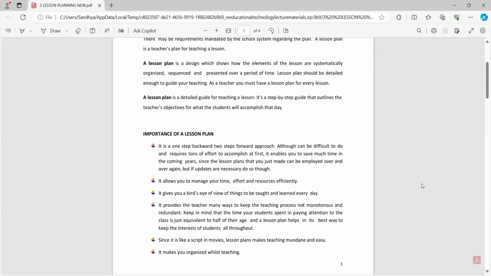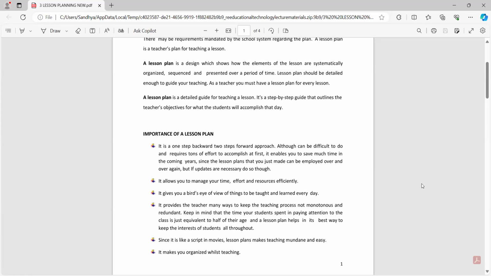You're forced to write. And then in the coming years, you don't have to worry much because you have already planned lessons with you. It doesn't mean that you have to use the exact thing. If updates are needed, changes to be done, you can do that. But you don't have to write lesson plans all over. So you can use the lesson plans you write with little changes over a long period of time again and again. That is two-step forward approach.